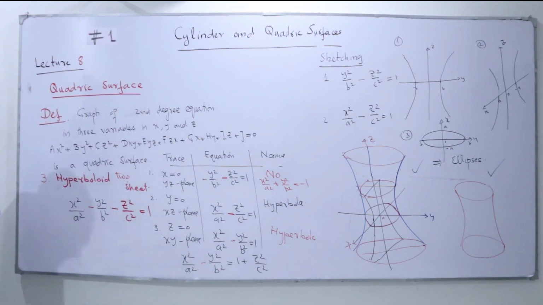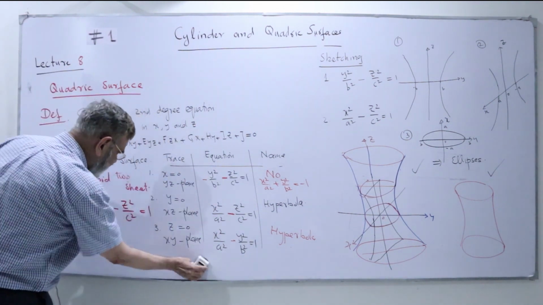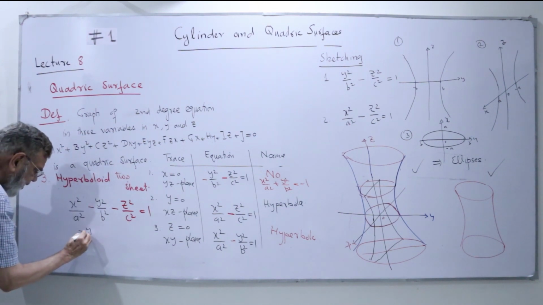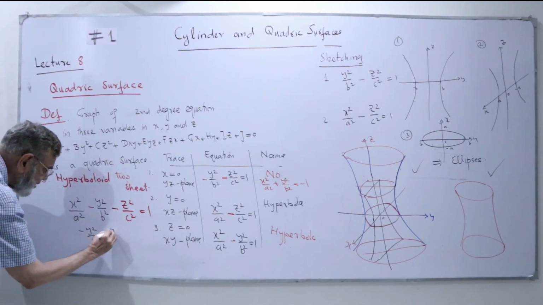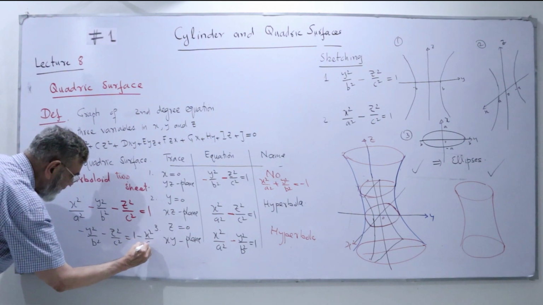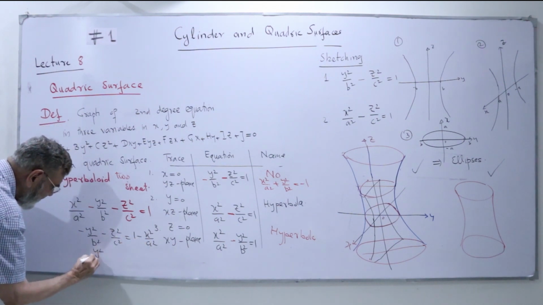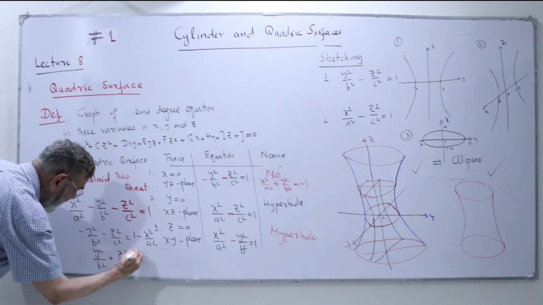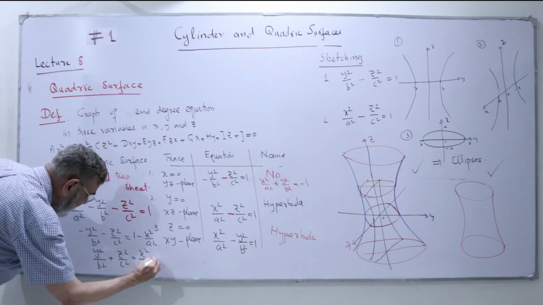Now I take, instead of this one, this equation, and I take the value of x square upon a square to the other side. I'll get the equation like this: x square upon a square minus y square upon b square minus z square upon c square is equal to 1. Rearranging, we get y square upon b square plus z square upon c square is equal to x square upon a square minus 1.